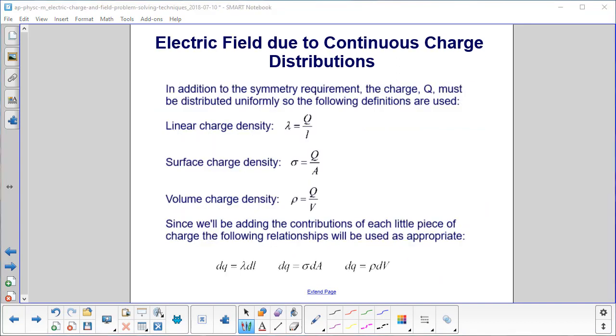In addition to having a high degree of symmetry so the integration is easy, the charge Q must be distributed uniformly, so every little piece of charge you take, every little dq, has the same charge on it.